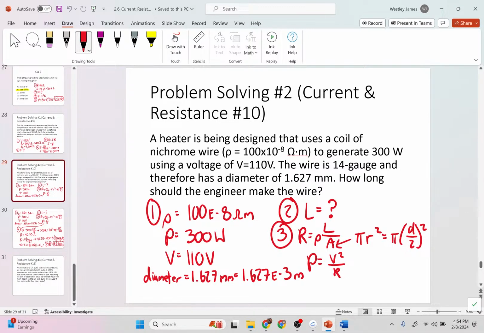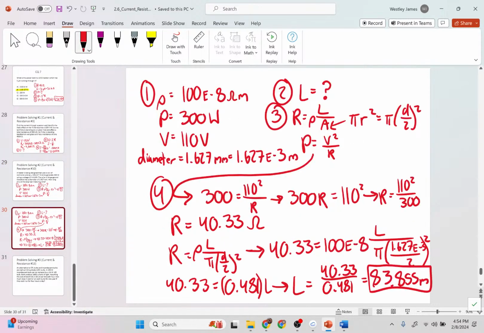300 watts isn't a ton of wattage. This is a fairly thin wire. So yeah, we're going to need a fairly long wire, 83.855 meters. That is fairly long, but you would actually be surprised how much wire is wound up in things. For example, we'll learn eventually about electric motors. There are so many windings. There is so much wire in those things. It's just all wrapped up. So if I did want to make more heat, I would probably make this even thinner, assuming it could handle it. So there you go.